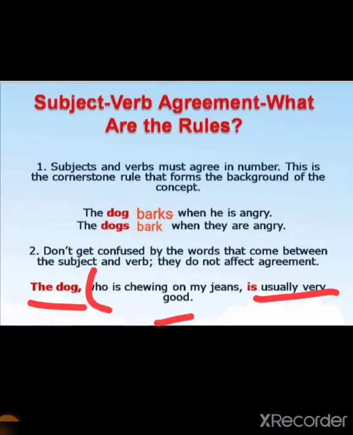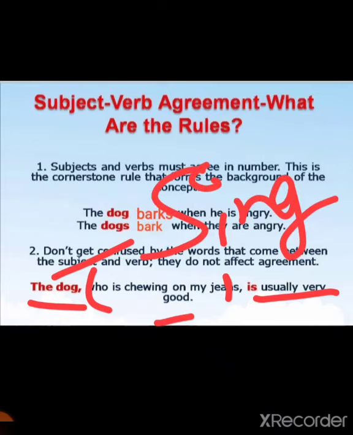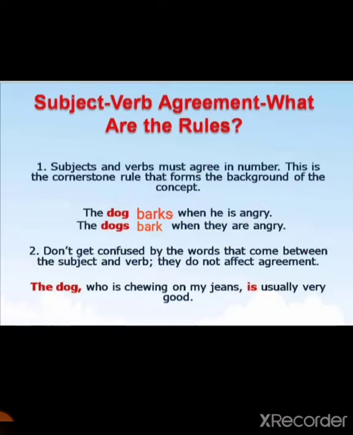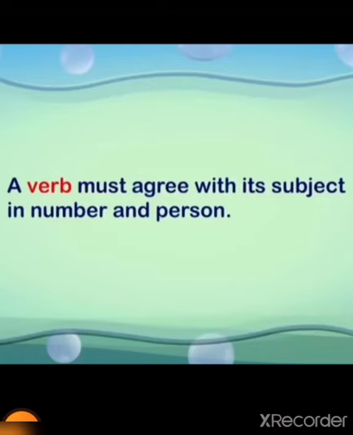Okay. So here the sentence is the dog is usually very good. And the rest is the phrase. So we will not look at the phrase, we will look at the subject. So the subject over here is dog and it is singular in number. So that is why the verb will also be singular. That means if the subject is plural, plural verb we will write. If the subject is singular, you will write singular verb. Okay? Very simple. We have learned a verb must agree with its subject in number and person.